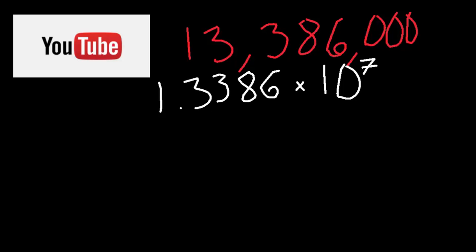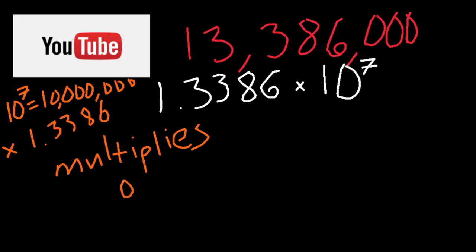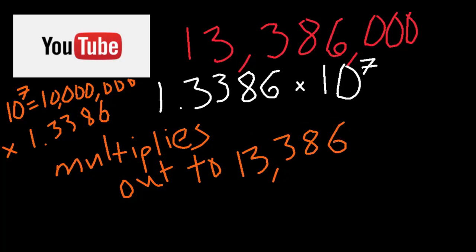Okay, so the idea is that 10 to the 7th equals 10 million, times 1.3386 actually multiplies out to 13,386,000. Okay, guys? So, they're both the same number represented in two different ways.